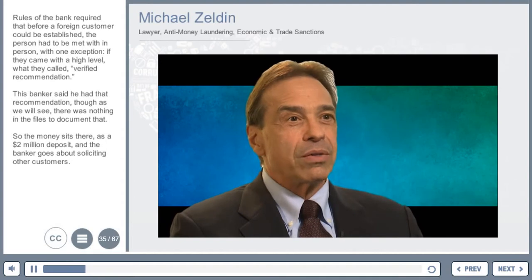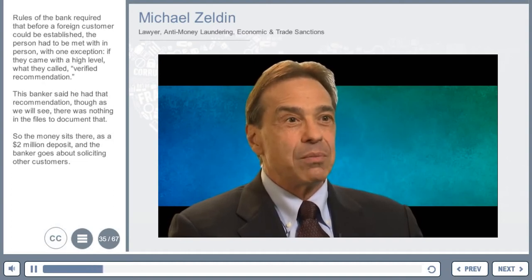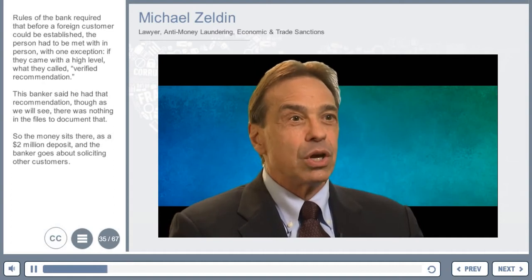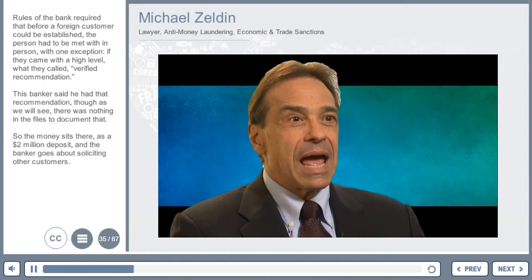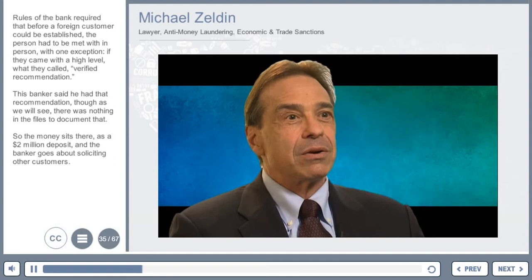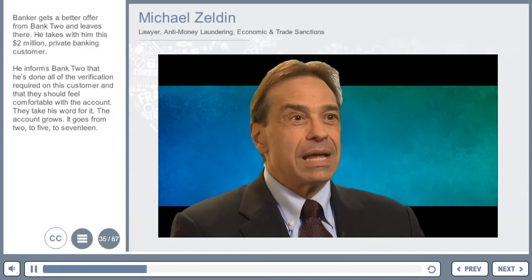Rules of the bank require that before a foreign customer could be established, the person had to be met with in person, with one exception: if they came with a high level, what they called verified recommendation. This banker said he had that recommendation, though as we will see, there was nothing in the files to document that. So the money sits there as a $2 million deposit, and the banker goes about soliciting other customers. Banker gets a better offer from Bank Two and leaves there.